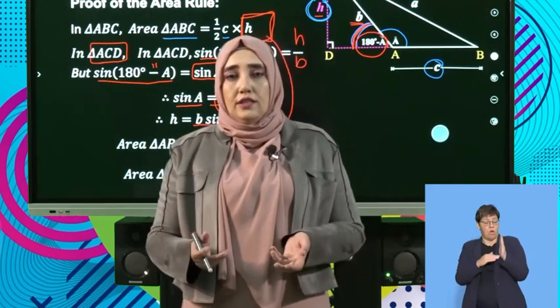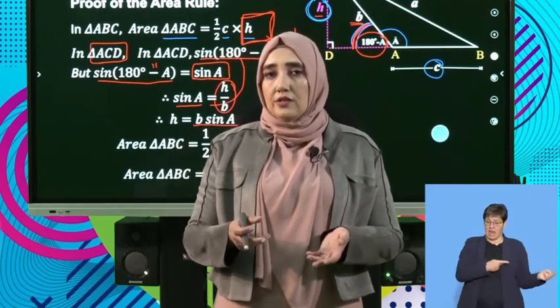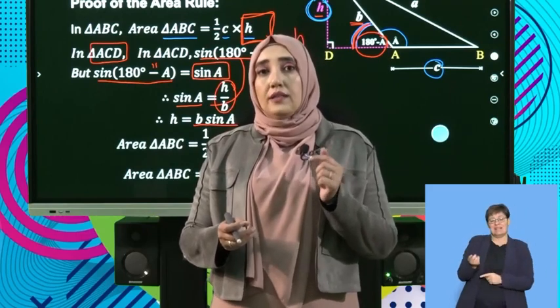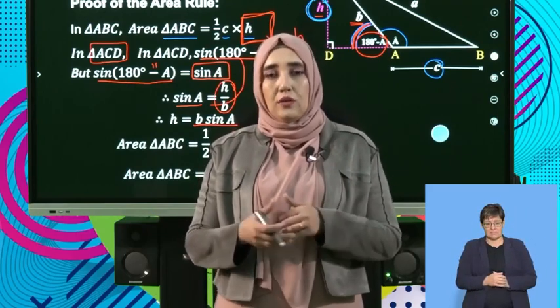So you can see that the proof for the obtuse angle triangle is not much different. We just have to consider our angle being in the second quadrant, or 180 minus our original angle.